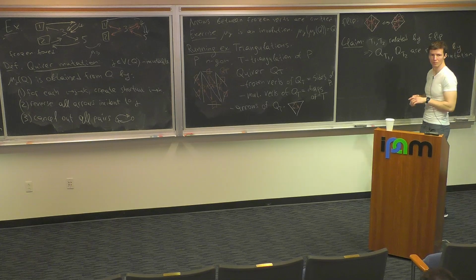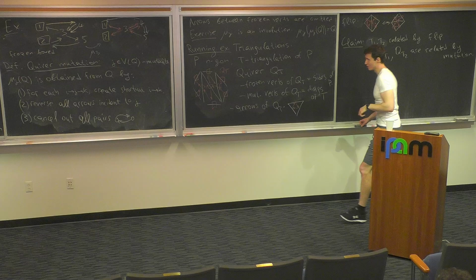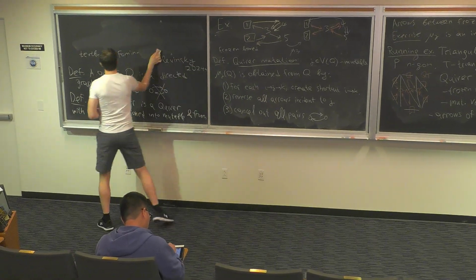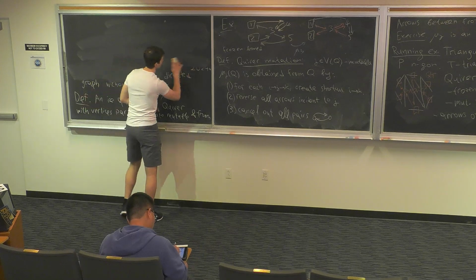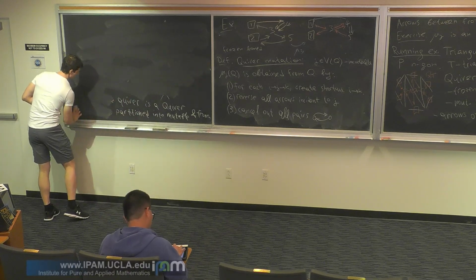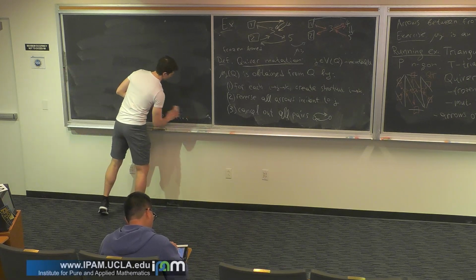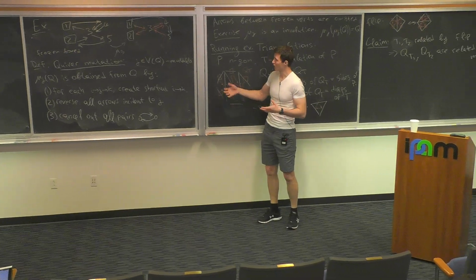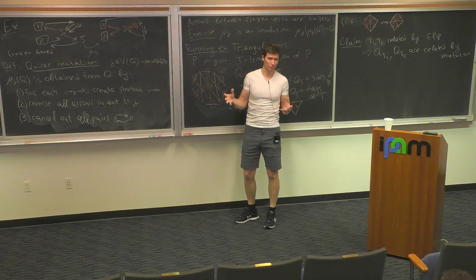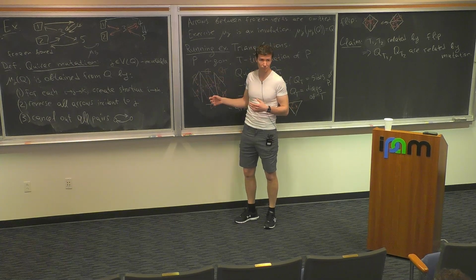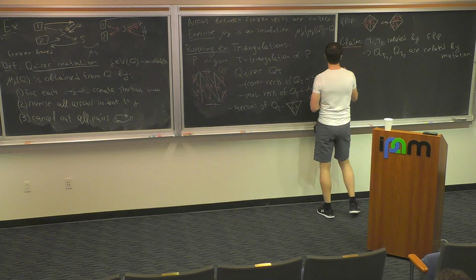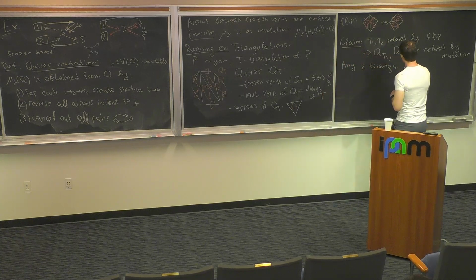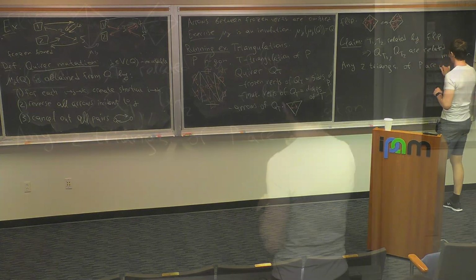People can't see this part, right? Let me erase. Maybe I should say one more thing. One cool thing about triangulations is that in the quiver, you can mutate any mutable vertex. In the triangulation, you can flip any diagonal. And also, any two triangulations of the same polygon are related by flips.